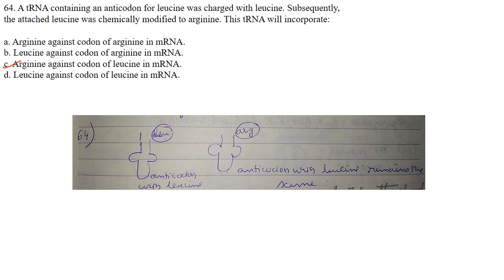Then a tRNA containing an anticodon for leucine was charged with leucine. Subsequently, the attached leucine was chemically modified to arginine. Then what they did, they modified it into arginine, but the anticodon for leucine remains the same. This tRNA will incorporate arginine against the codon of leucine in mRNA. Answer is option C. They didn't change the anticodon, they changed only the amino acid attached to the tRNA molecule.